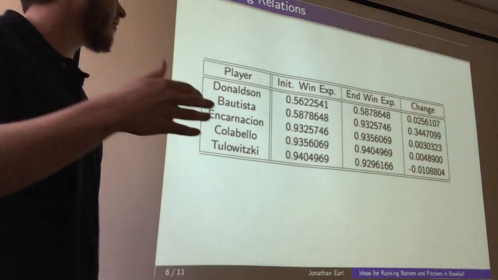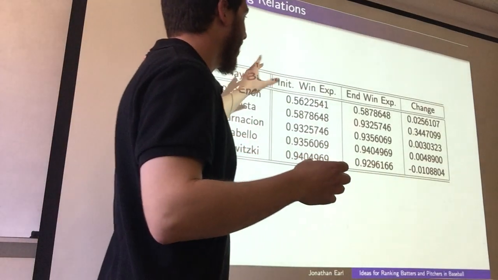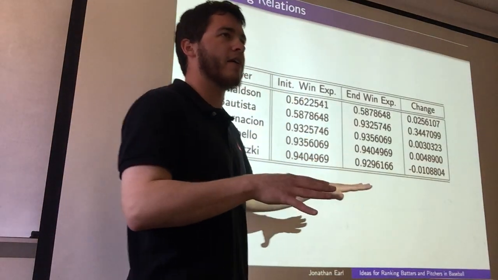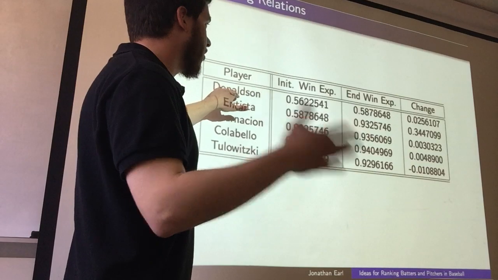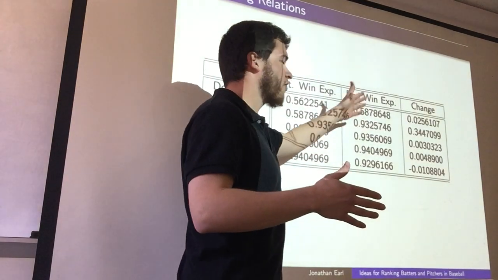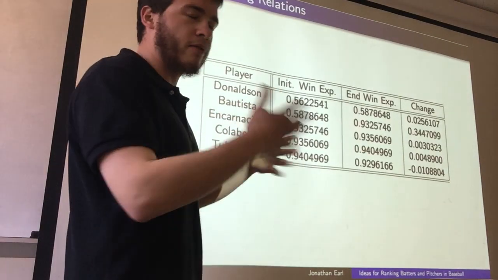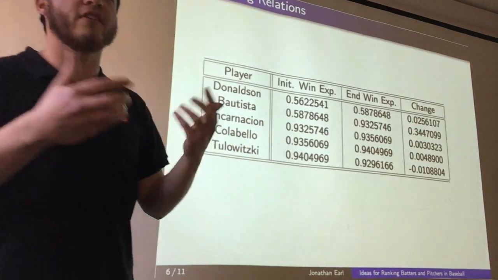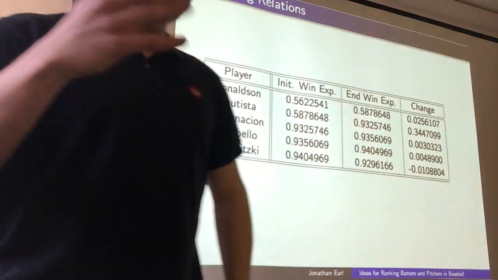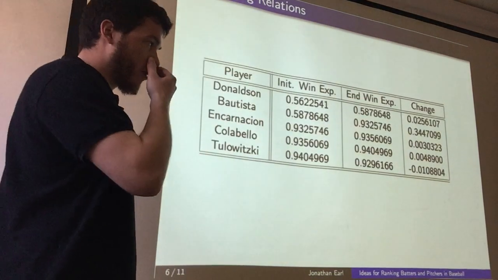And in particular, what we could say is, well, we could go and look at how each of their at-bats went against Sam Dyson. So what we said was that Donaldson's at-bat increased the probability that Toronto would win by about 2.5%. Batista's at-bat increased the win probability by 35%, and so on.